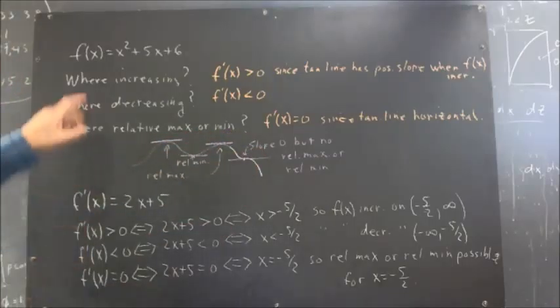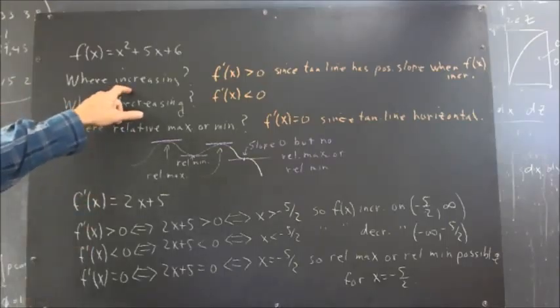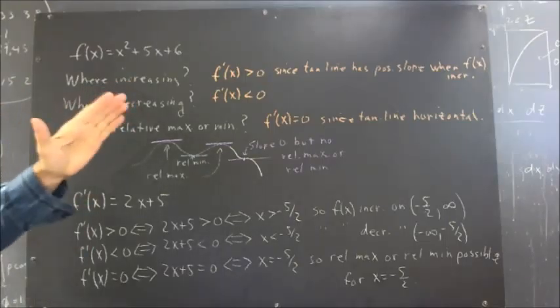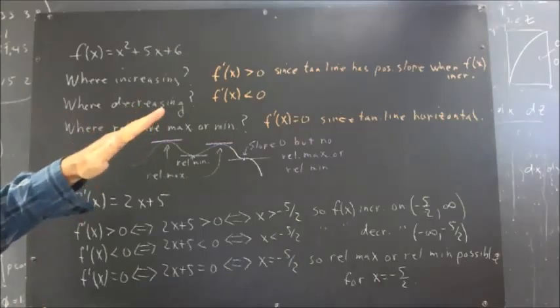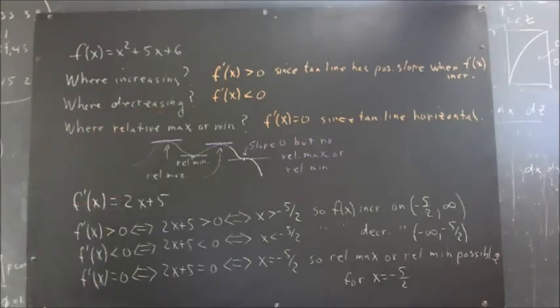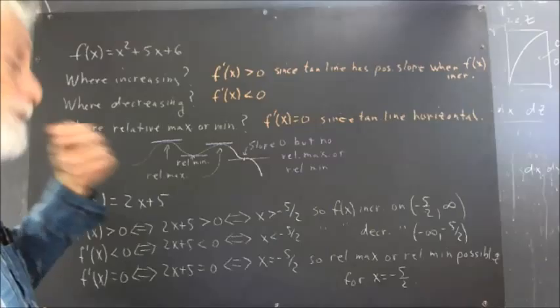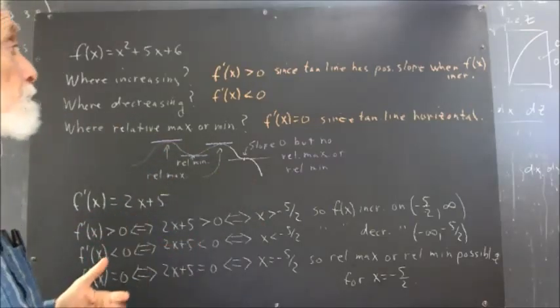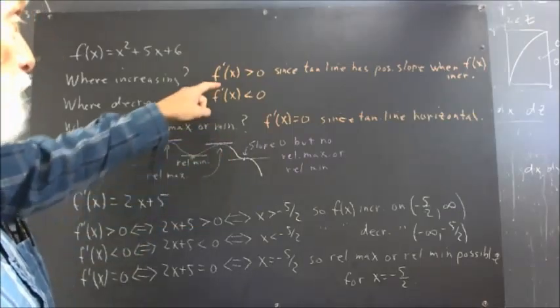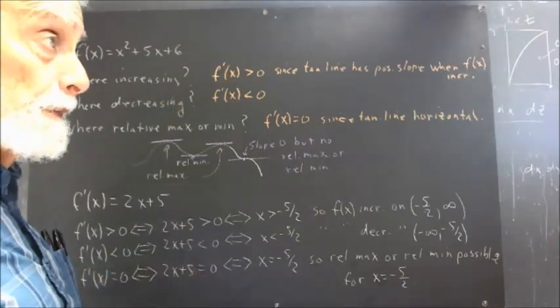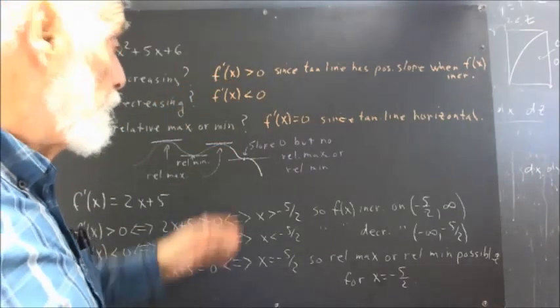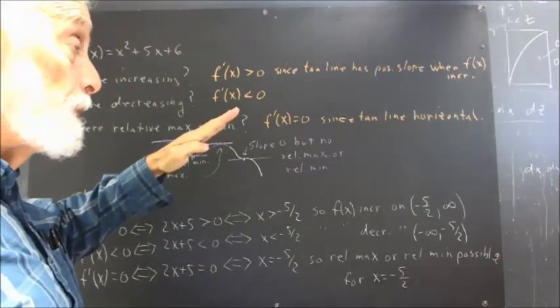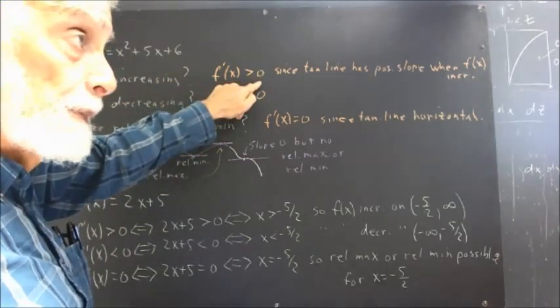So to figure out where the function is increasing, well, what does it mean for the function to be increasing at a point? That means basically its tangent line is going to have a positive slope. Now, how do we get the slope of the tangent line? Well, as we've just seen, the slope of the tangent line is equal to the value of the derivative. So if the tangent line has positive slope, that means the derivative has to be positive.